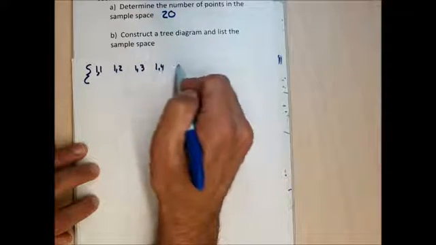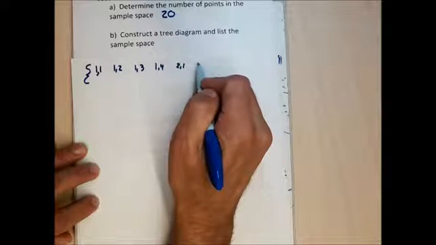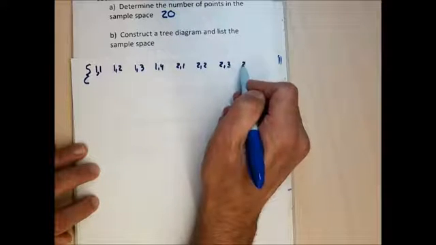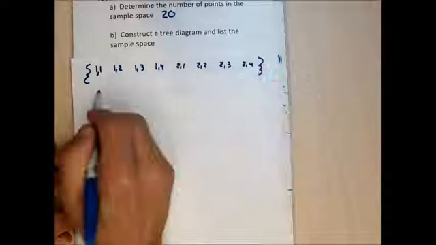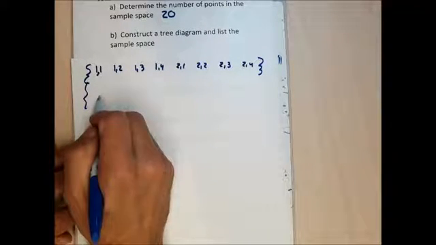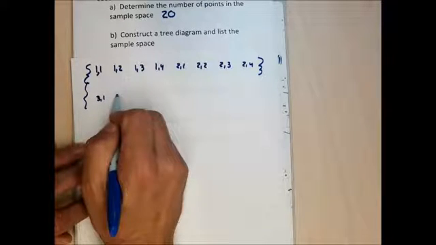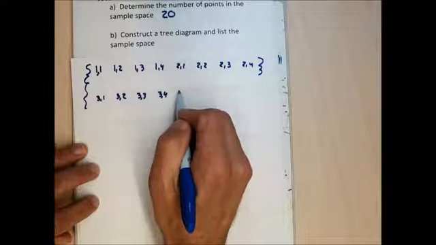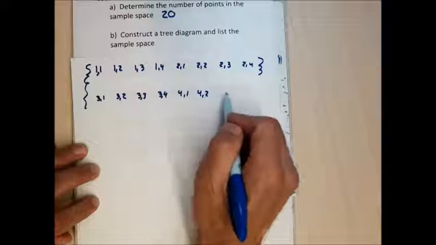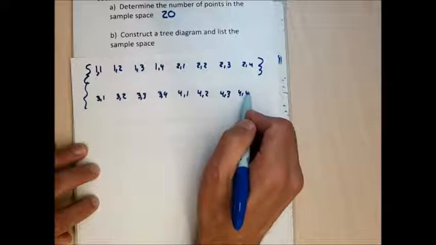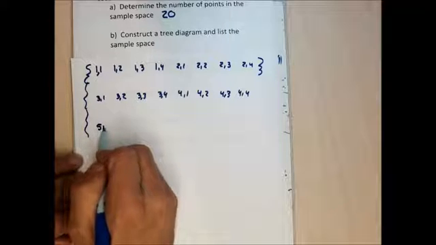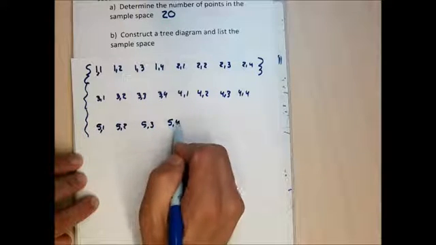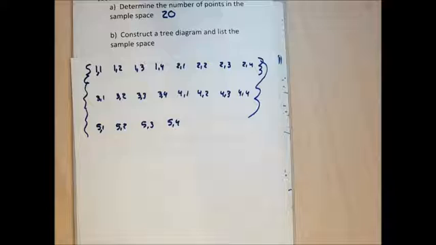1 then a 4, rolling a 2 and a 1, a 2 and a 2, a 2 and a 3, a 2 and a 4. And I'm going to give myself some room and make these branches longer. A 3 and a 1, a 3 and a 2, a 3 and a 3, a 3 and a 4, a 4 and a 1, a 4 and a 2, a 4 and a 3, a 4 and a 4. Make it even longer. A 5 and a 1, a 5 and a 2, a 5 and a 3, and a 5 and a 4. So those are all 20 elements in my sample space.